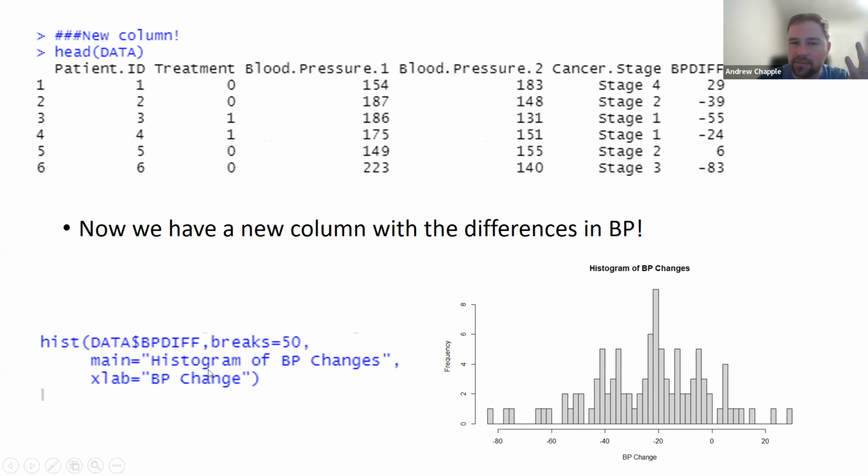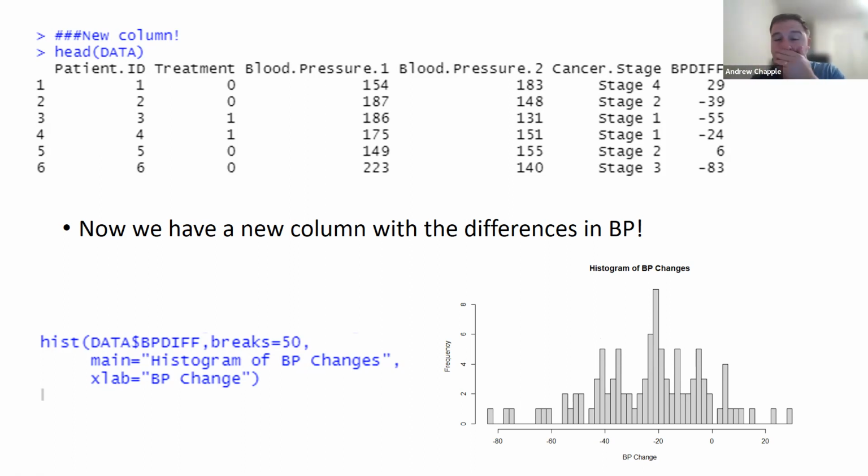And maybe I want to get some information like a histogram. So I'm going to do hist, data$BP diff. This is my histogram. My title is "Histogram BP changes." My X label is "BP change." And then I have 50 for breaks. So what breaks does is it specifies how many boxes you want. If you don't provide it, I'm not exactly sure how it picks a default, but it picks some number.